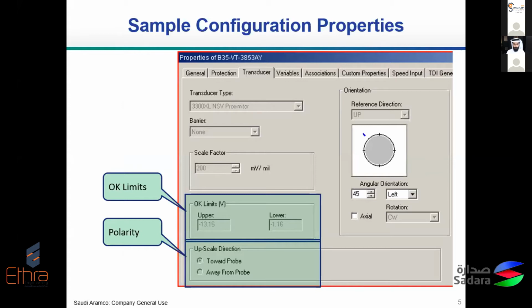for the gap voltage. So each circuit, in order to make sure it is healthy and giving you the correct reading, there are limits, called OK limits, and in this particular case, we have an upper limit or lower limit. Also, we have the polarity, which is an indication of the movement of the shaft towards the probe or away from the probe. This part is very important for axial positions.